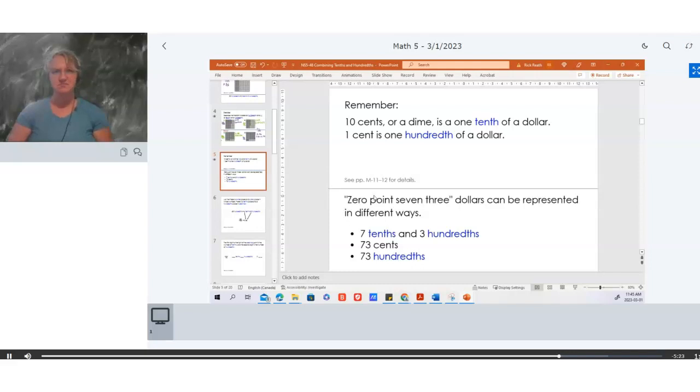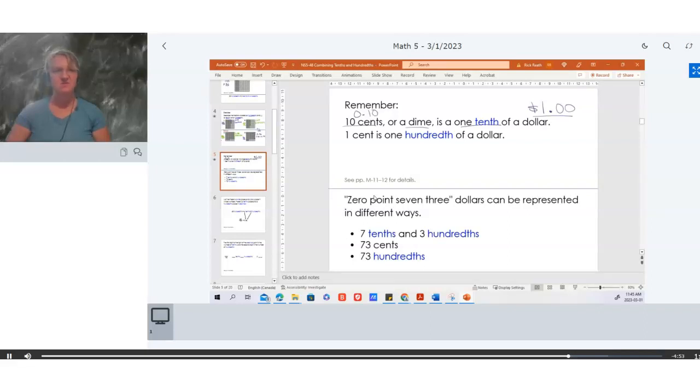Now remember, 10 cents is the same as a dime, and it's the same as 1/10 of a dollar. So if we say a dollar is one whole thing, we remember when we're writing dollars and cents, we put the decimal right after it. So this would be $1, and 10 cents in dollar notation would be like this.